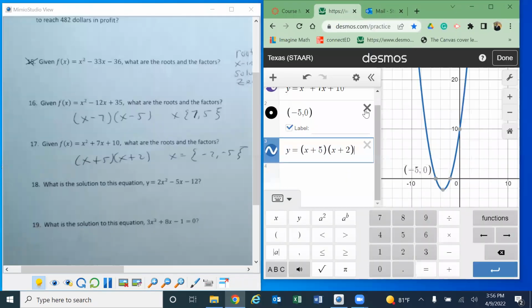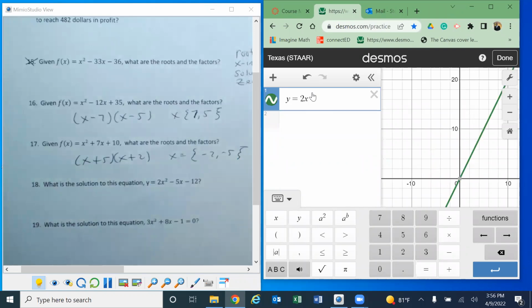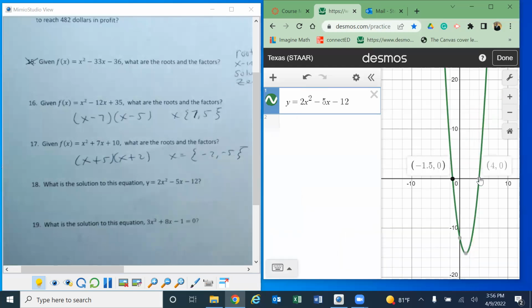All right, so here we go. I'm going to delete this, and delete this, and this. I'm putting this equation just like you see it. So we go y equals 2x squared -5x -12. All right, so there it is. All I got to do is find the x-intercepts. Look right there and right there. So those are my x-intercepts, and those would be my answers.